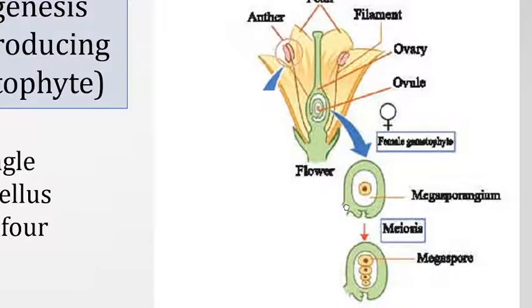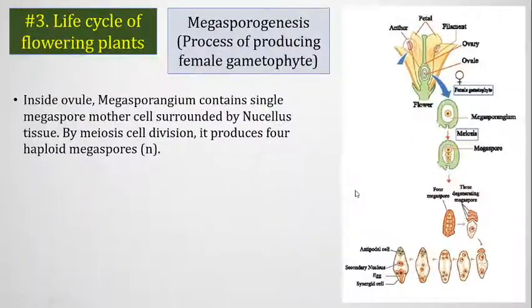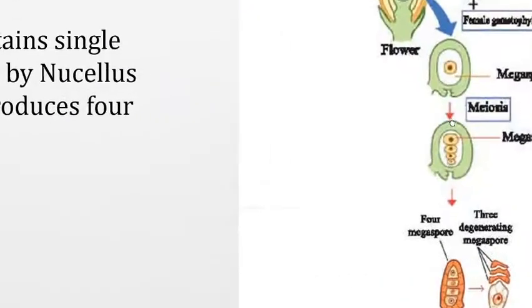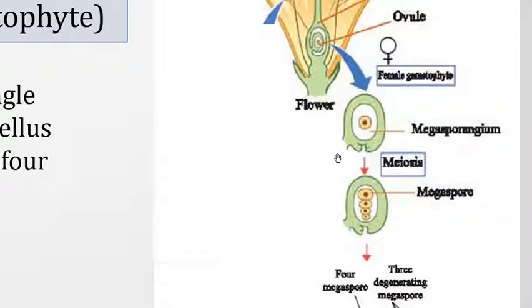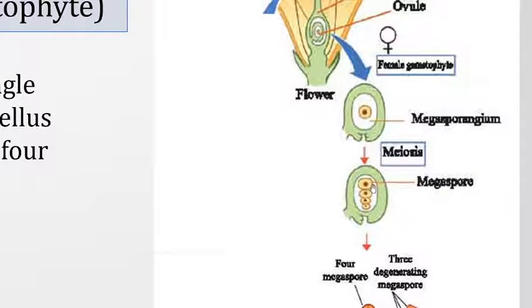So inside the megasporangium we find only a single megaspore mother cell that is diploid, and it will be divided by the meiosis process to produce 4 megaspores. So here we see that inside the ovule 4 haploid megaspores have been created.